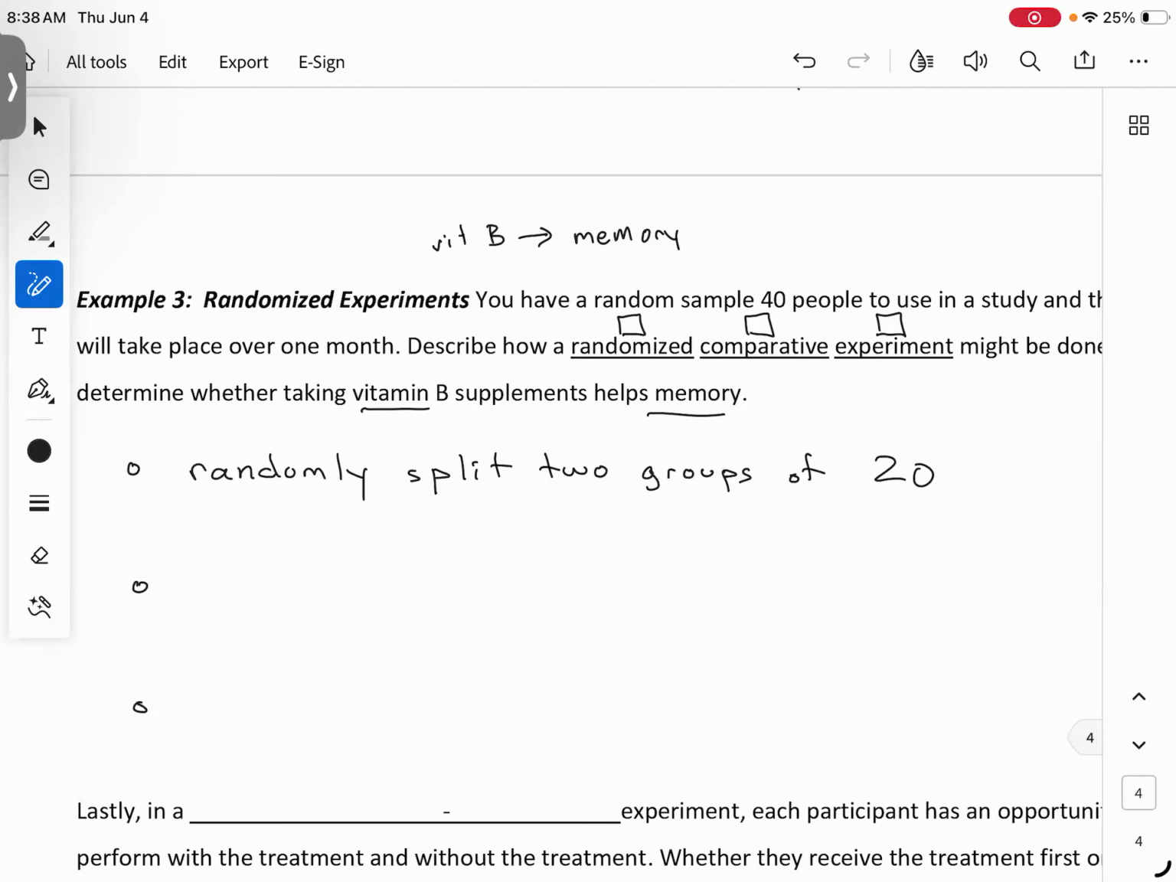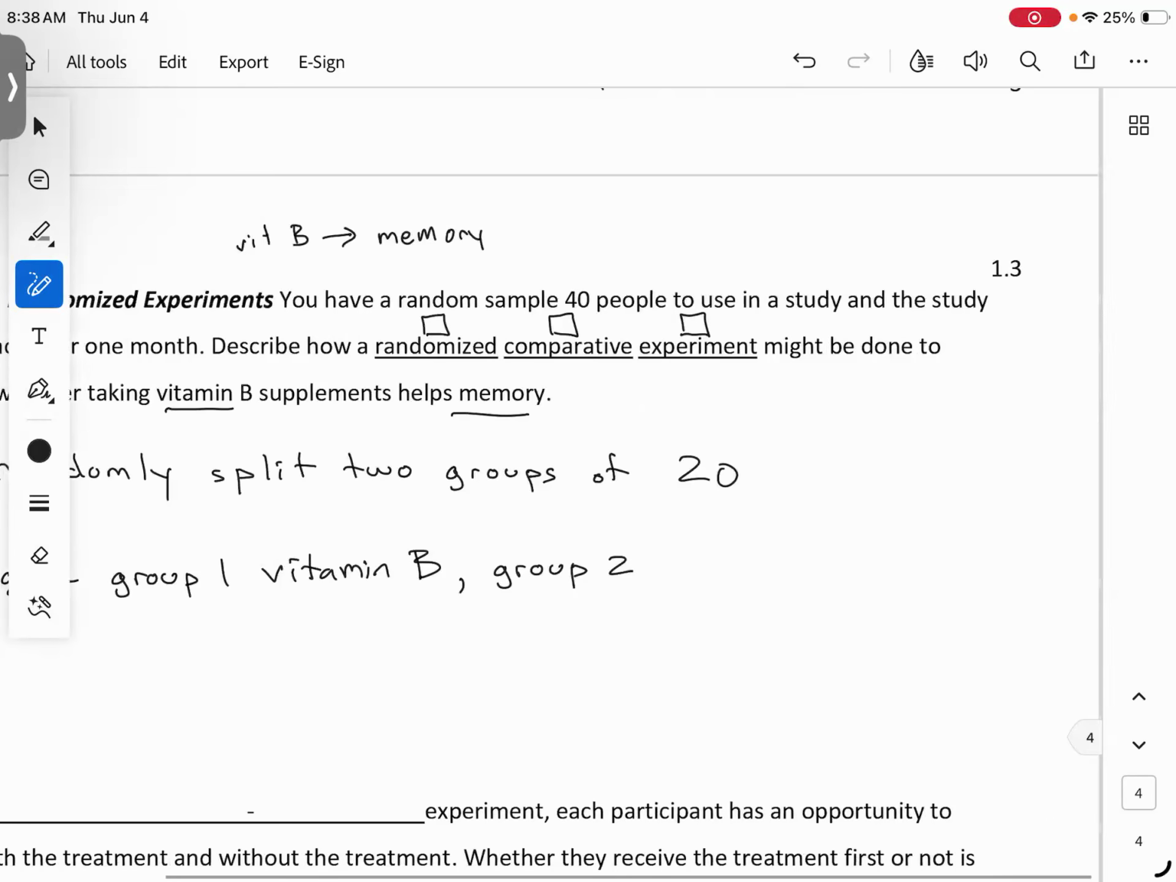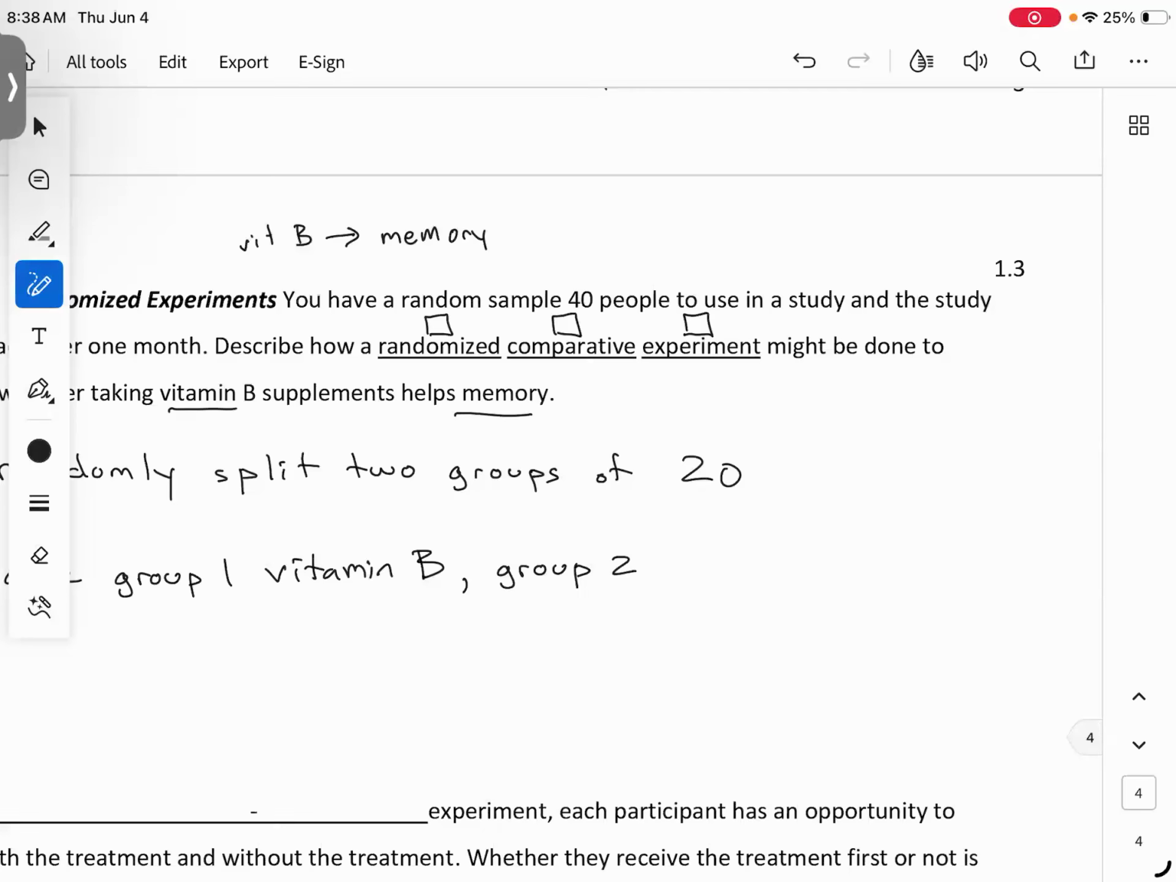What we're trying to see whether it makes a difference is the explanatory variable, which is going to be the vitamin B. So not everybody's going to get vitamin B. That's the thing that we want to see whether it makes a difference. So group 1, we're going to give vitamin B, and group 2, we're not going to give them vitamin B. Again, we're trying to control to see whether that makes a difference for group 1.